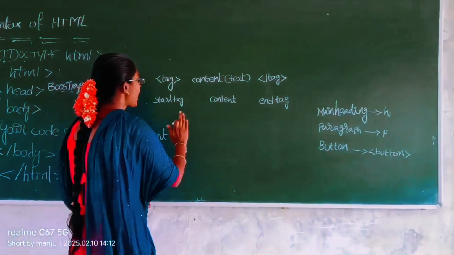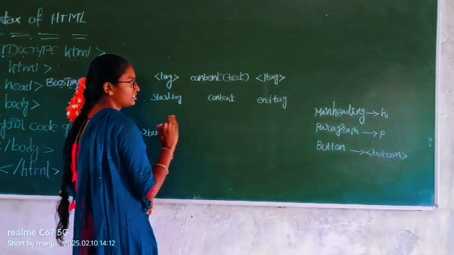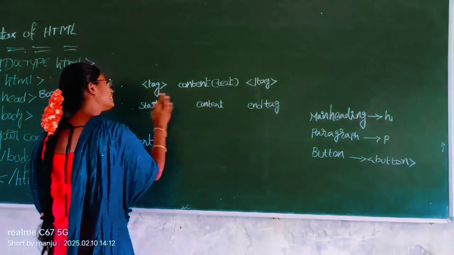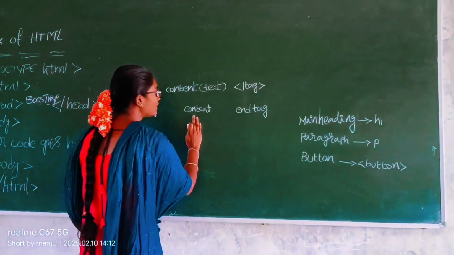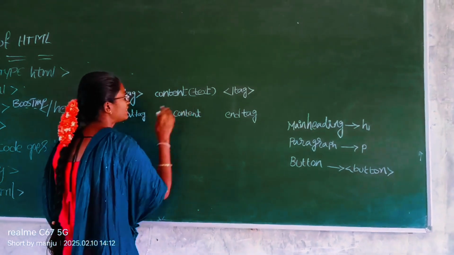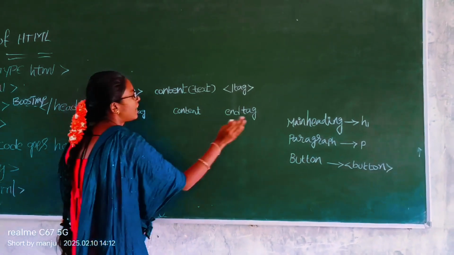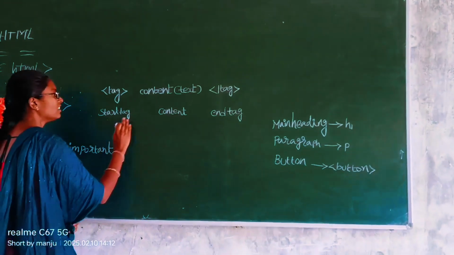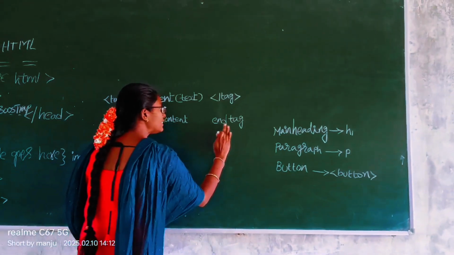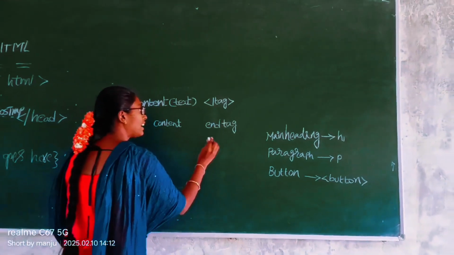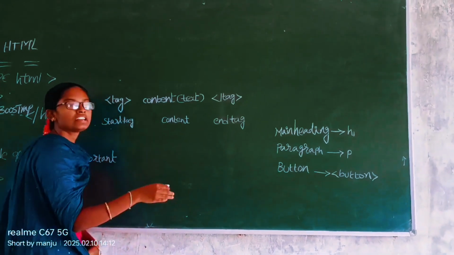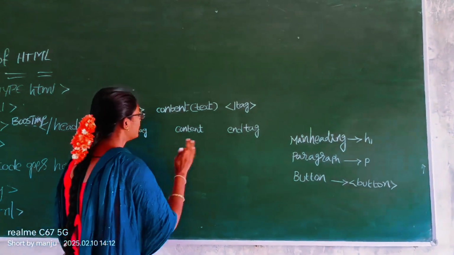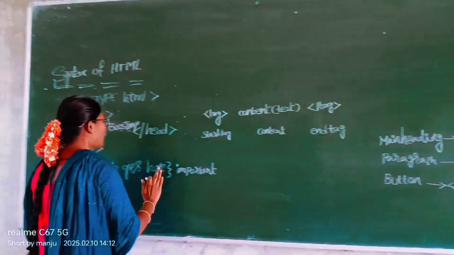This is a highly used term in HTML: tag. This will be the starting tag, and this will be the content where we write our content. And then this will be the ending tag. If we have a starting tag, we will definitely have an ending tag. If we do not insert an ending tag, then we will get an error. This will be the most important structure, and it can be written in this body part.